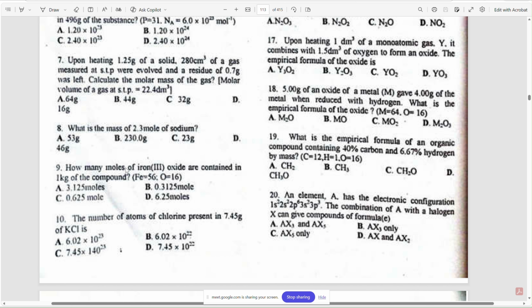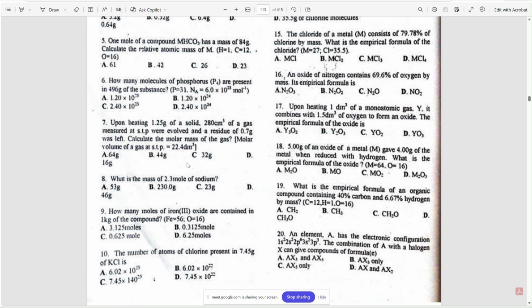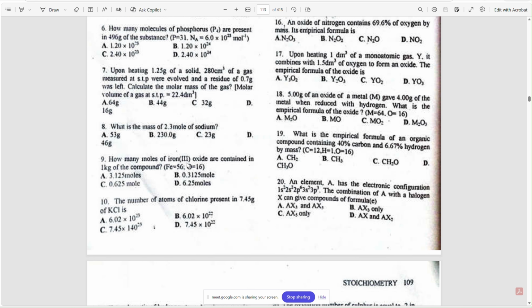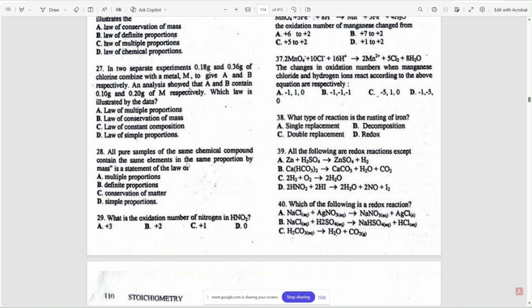Okay. So most of the questions here, you should be able to solve them according to what we've solved here.